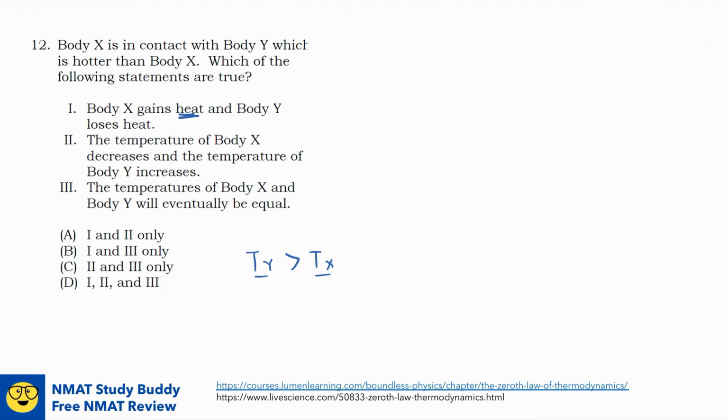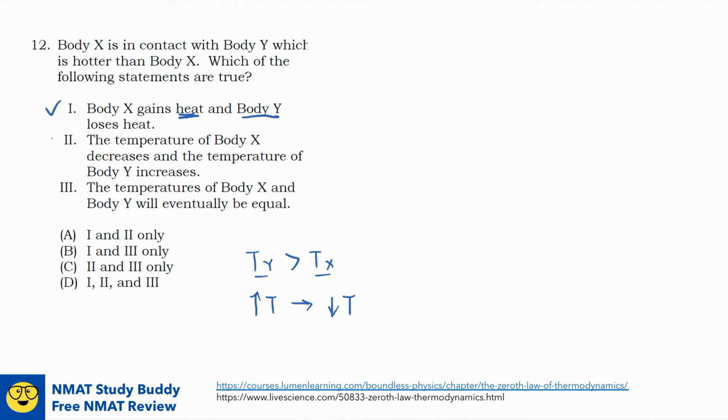So, first, ano nga ba yung tinatawag na heat? Pag sinabing heat, yun yung flow of energy from high temperature to low temperature. So, dito sa number 1, body X gains heat. Totoo yun kasi lower yung temperature niya. So, pag nagdikit sila, makakagain siya ng heat from the body Y. And then, yung body Y naman will lose heat kasi mataas yung temperature niya. Ibig sabihin, yung goal kasi dito is yung thermal equilibrium. Kapag sinabing thermal equilibrium, nangyayari yun when temperatures balance out and heat stops flowing. So, yun yung goal. Kaya, correct yung number 1.